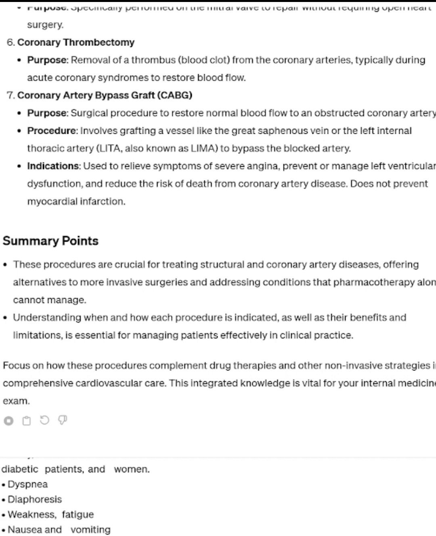Understanding when and how each procedure is indicated, as well as their benefits and limitations, is essential for managing patients effectively in clinical practice. Focus on how these procedures complement drug therapies and other non-invasive strategies in comprehensive cardiovascular care. This integrated knowledge is vital for your internal medicine exam.